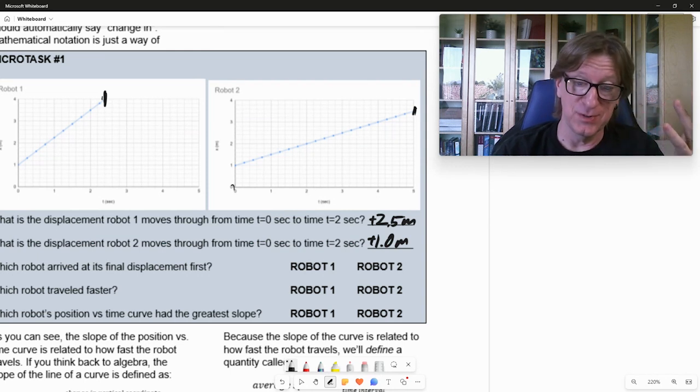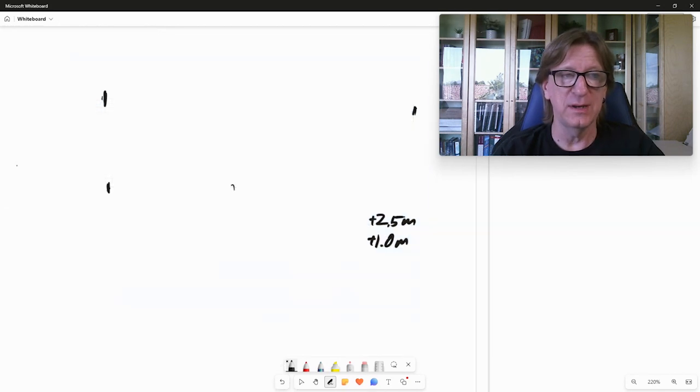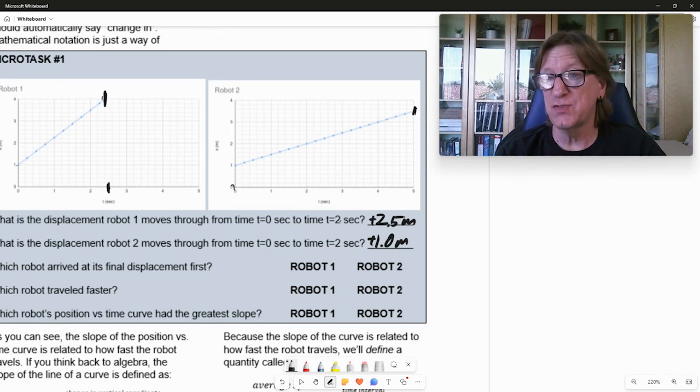Did you think about it? Did you actually choose one? Make sure that you're committing. Choose one. All right. So the robot here reached its final position. Robot 1 reached its final position, its final displacement from 1 to about 4 in 2.5 seconds. Whereas robot 2 took 5 seconds to get to its final displacement, and it still didn't go as far. It only went from 1 to maybe 3.5, 3 and a quarter, something like that.